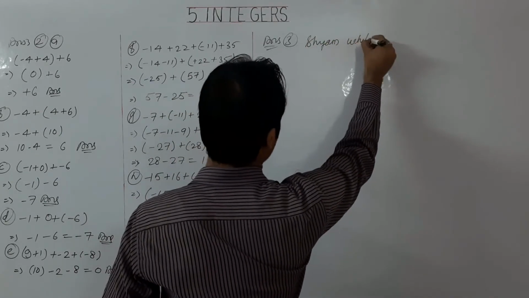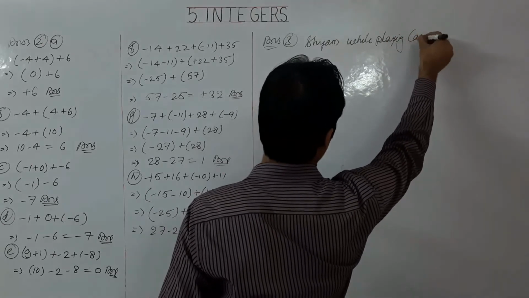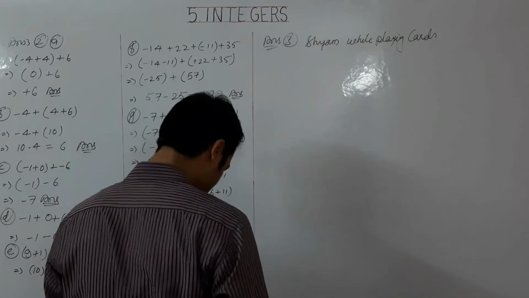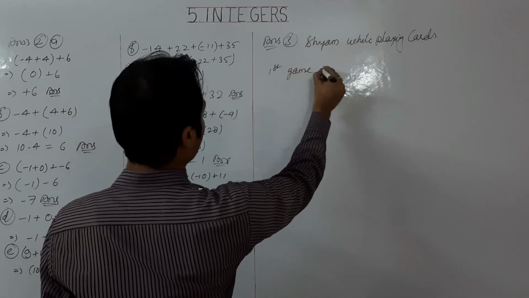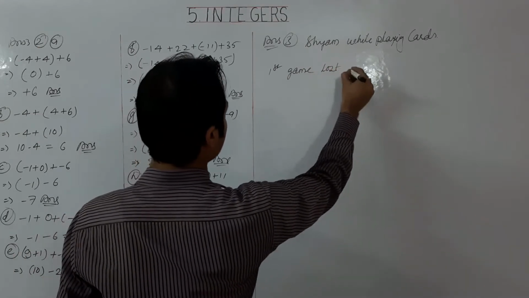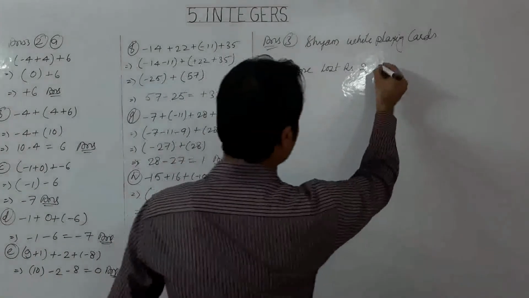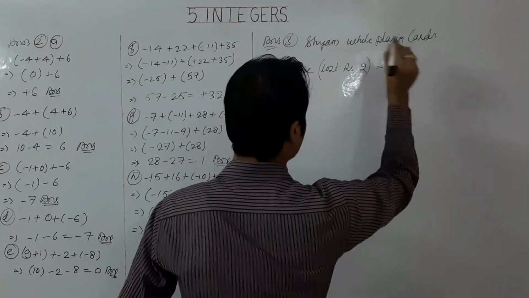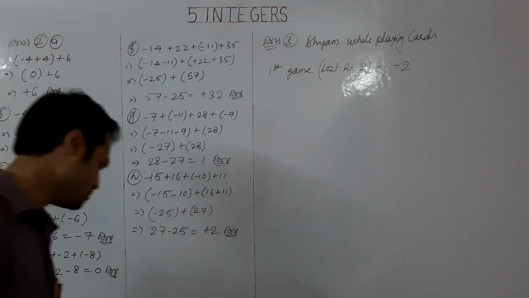So, Shyam, while playing cards, in the first game, lost rupees 2. It means for the first game, the net gain or loss is negative 2. Negative 2 means a loss of 2 rupees.